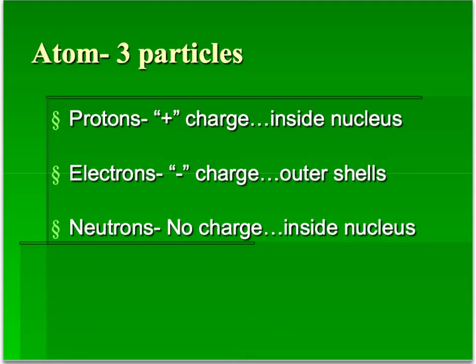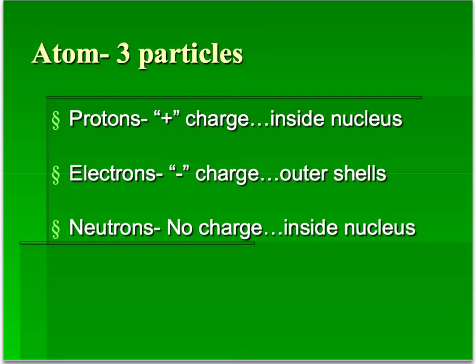Okay, there's three particles that make up an atom. First one is a proton. This is the positive charge. Proton, I always think it's positive because of the pros and cons. Pros are positive, cons not so much. Electrons are the opposite. These ones have the negative charge. And then finally, neutrons with no charge.